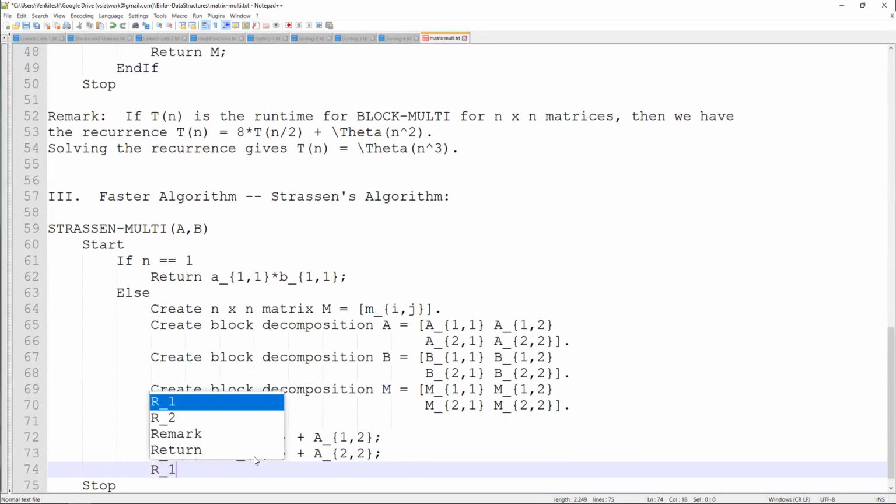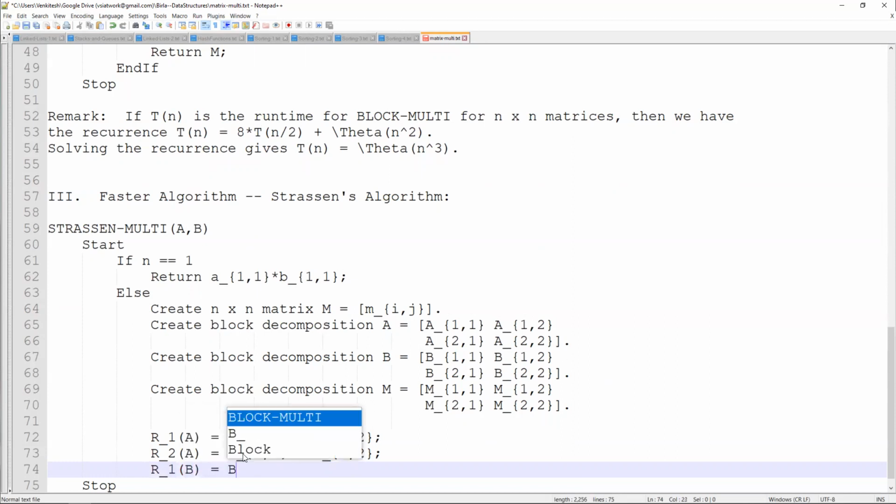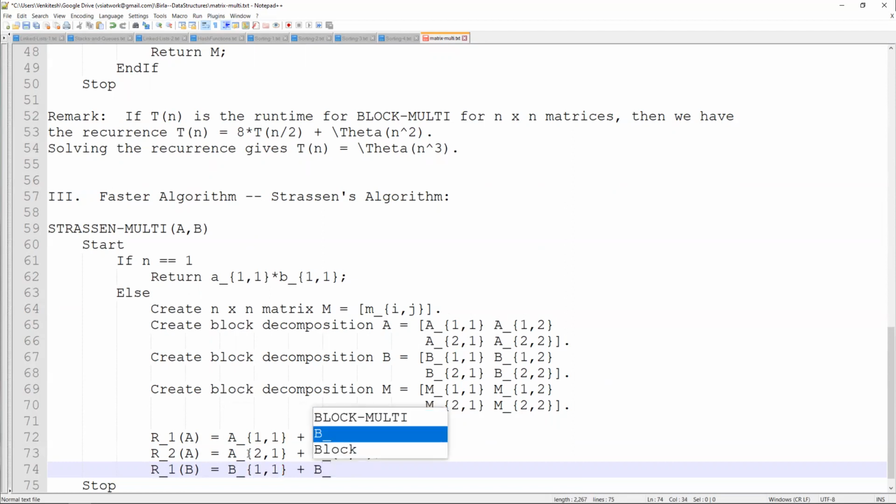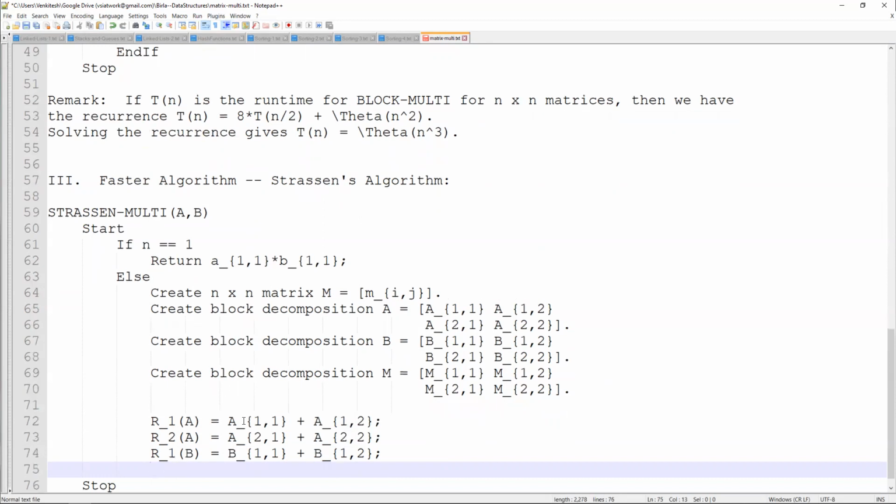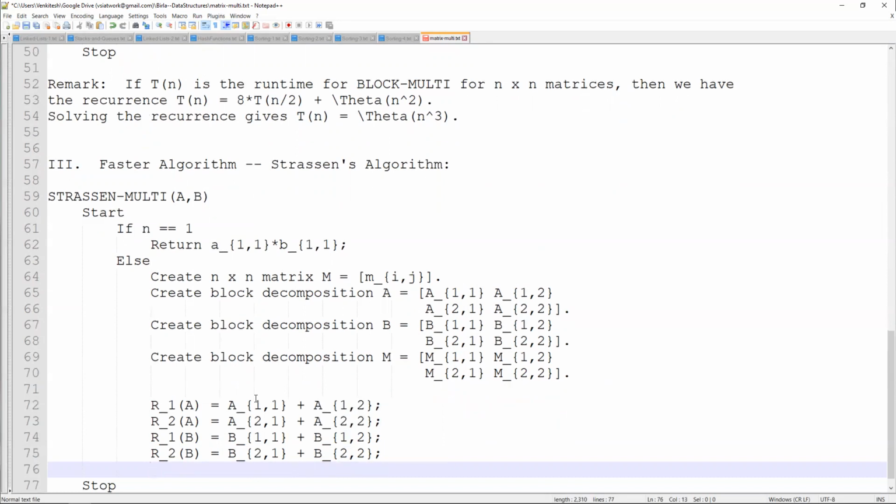Okay. So R1B is equal to B11 plus B12. Now we have to write this separately for each of these because we cannot simply say, in an algorithm, similarly do this, right? That's the problem. So we have to define this separately. What else do we have?